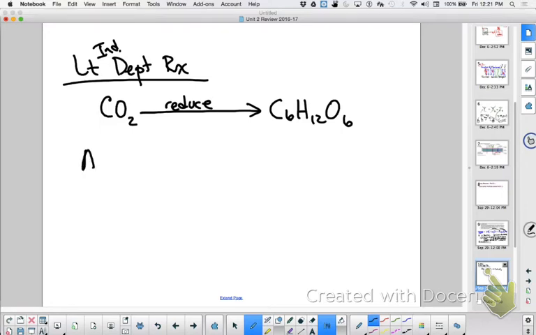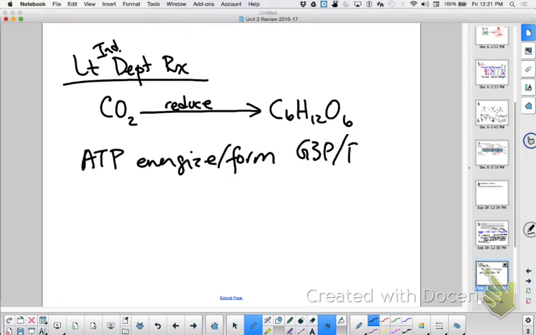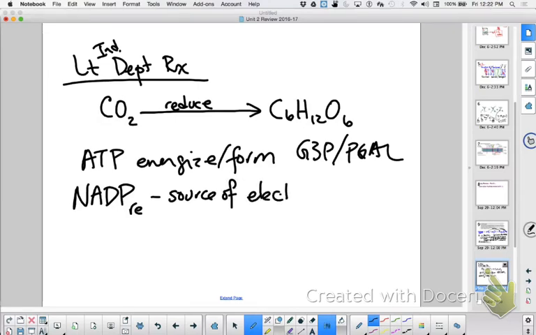ATP. We need the ATP to energize and form our G3P, or another name for that, old school is PGAL. What else do we need? We need reduced NADP as a source of electrons in order to reduce the CO2 into glucose, yes? Okay. We need a location. Where are we going to do this?